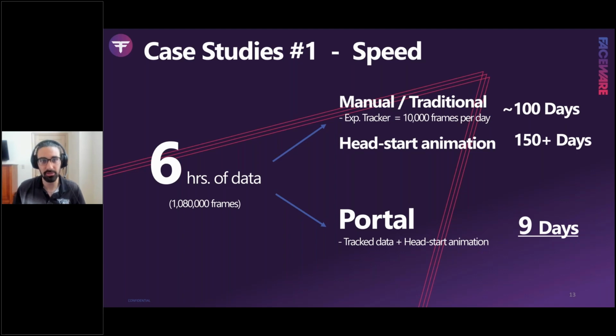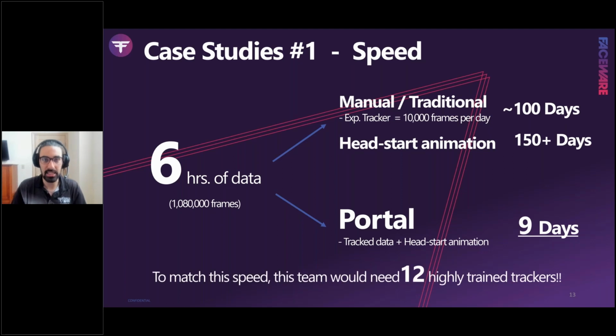Now, if it wasn't for the iterations and those reshoots that they had to do, we know, because we just talked about this, that 6 hours of data would actually process in about 12 hours total. So if they had everything up front, we could have batched through everything. But this is of course their speed. And across their team, we worked with them and identified that that same amount of speed would have taken them 12 highly trained trackers to get through, to compare to the same level of time savings for Portal, which is unbelievable.